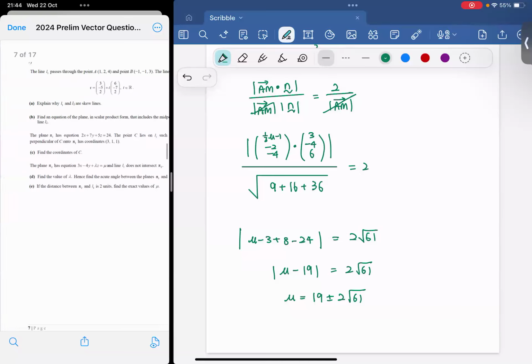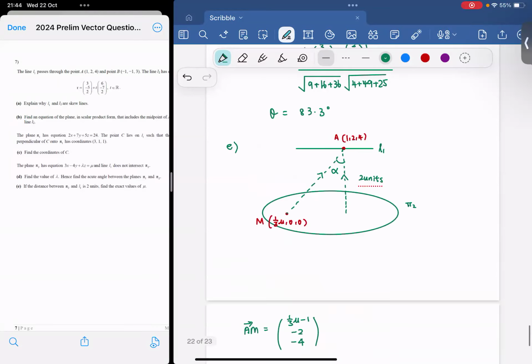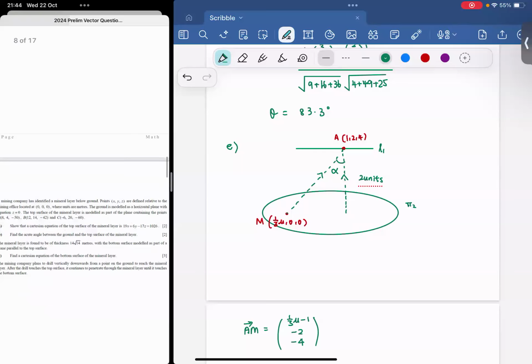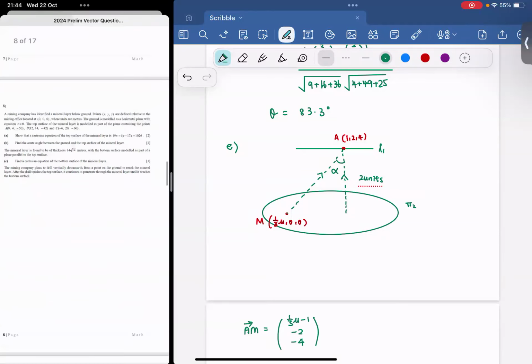So yeah, this is the only way that you can do. And if you try to find a foot of perpendicular, your algebra will be super complicated until you don't feel like doing it. Okay, so this is one way that you must know. I will try to finish up the last one, then we will do the rest another time.